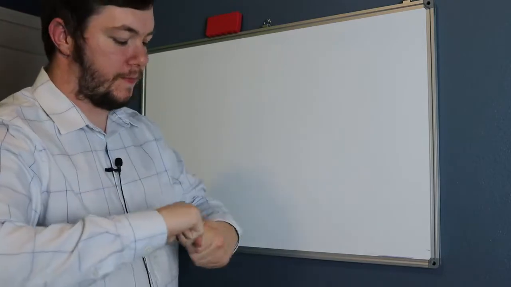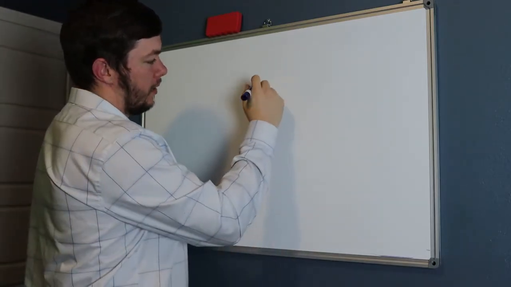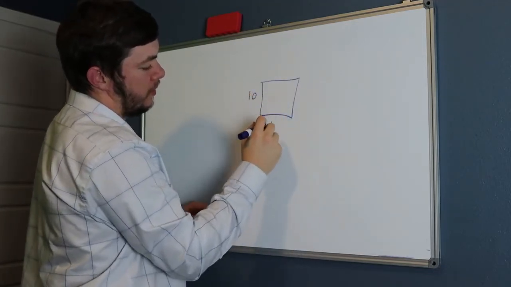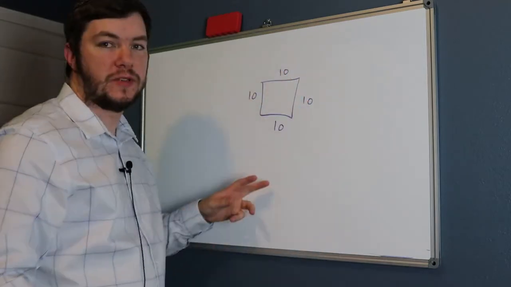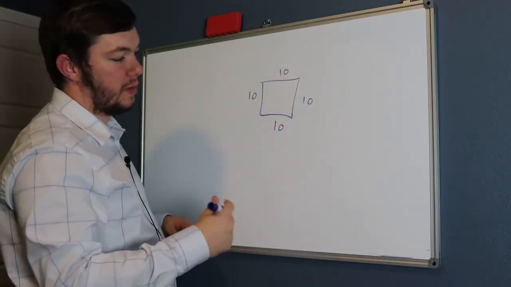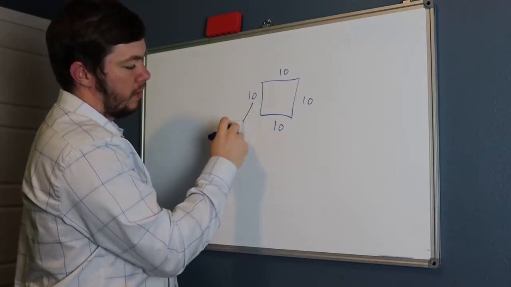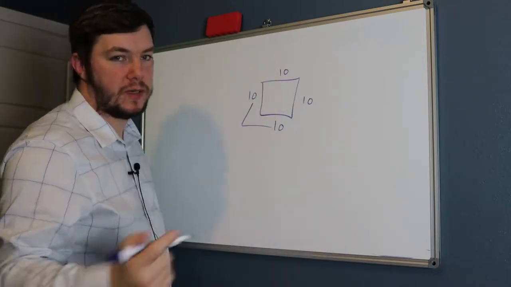So for your standard room, let's just say this is your room, 10 feet, 10 feet, 10 feet, 10 feet. Just for simplicity, for math, these work with any numbers, obviously. So you want to take your length and your width. Obviously this is the same size all the way around, so it doesn't really matter.